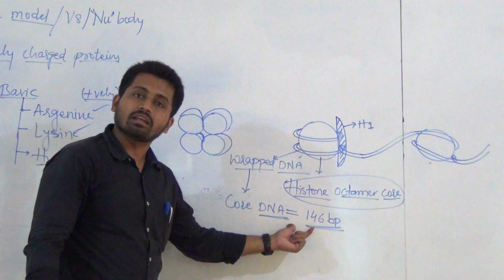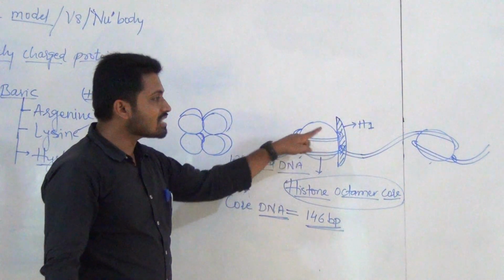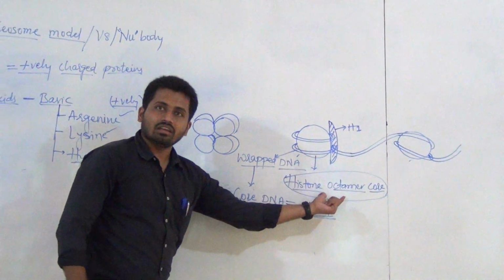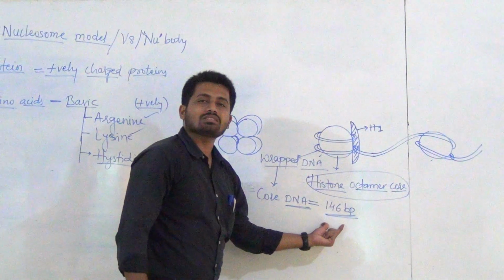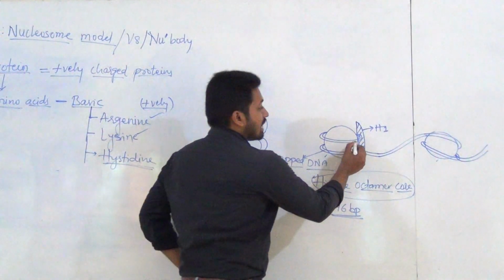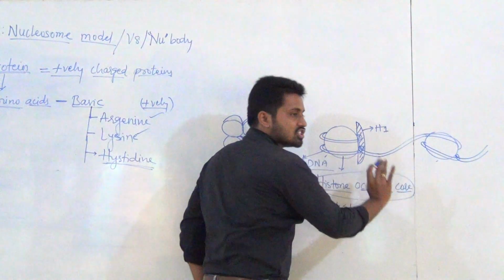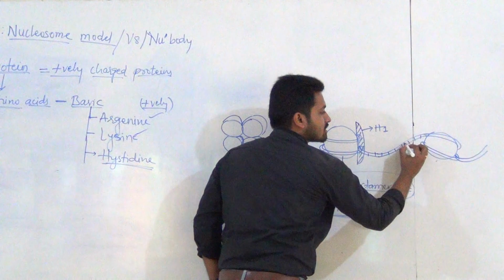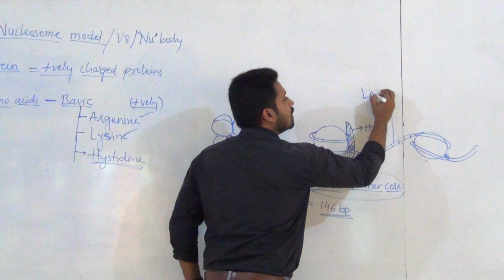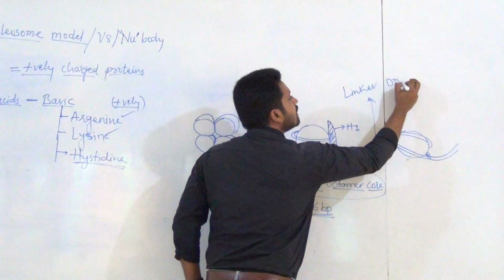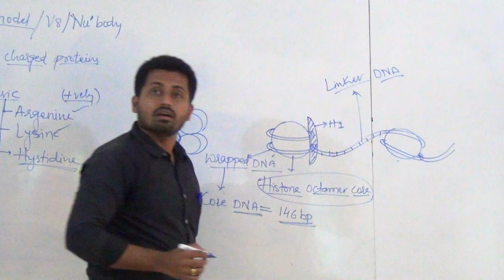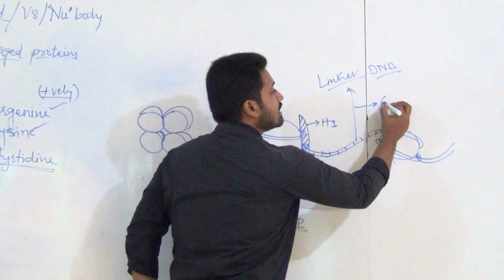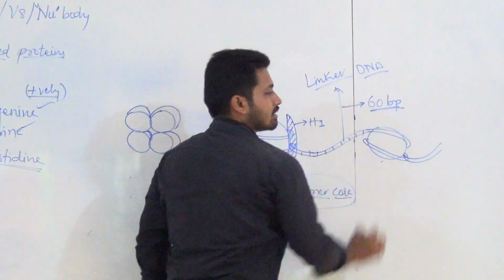146 base pairs. What is that? The DNA which is wrapped around histone protein or histone octamer. It has how many base pairs? 146 base pairs. Now, after completing one turn, it reaches the other octamer, and this DNA we call linker DNA. This linker DNA contains 60 base pairs.